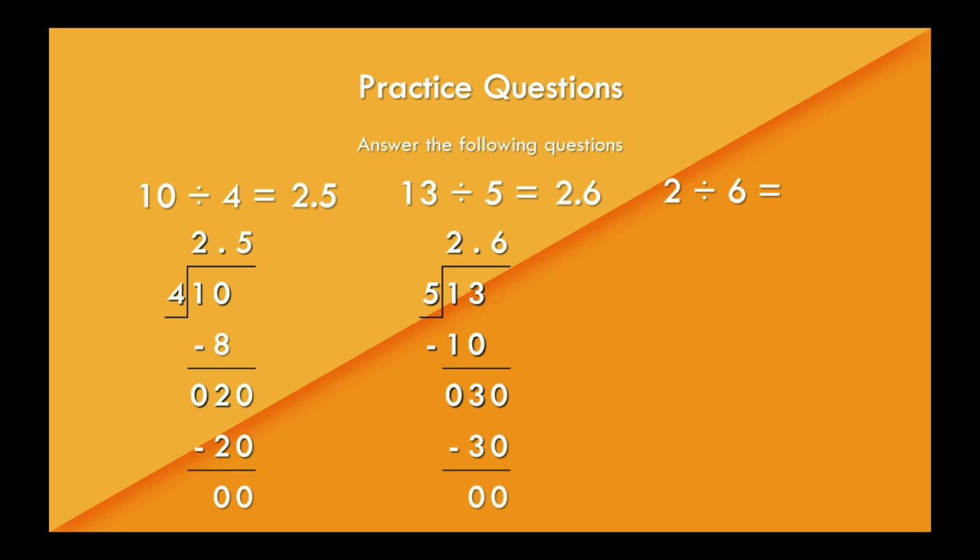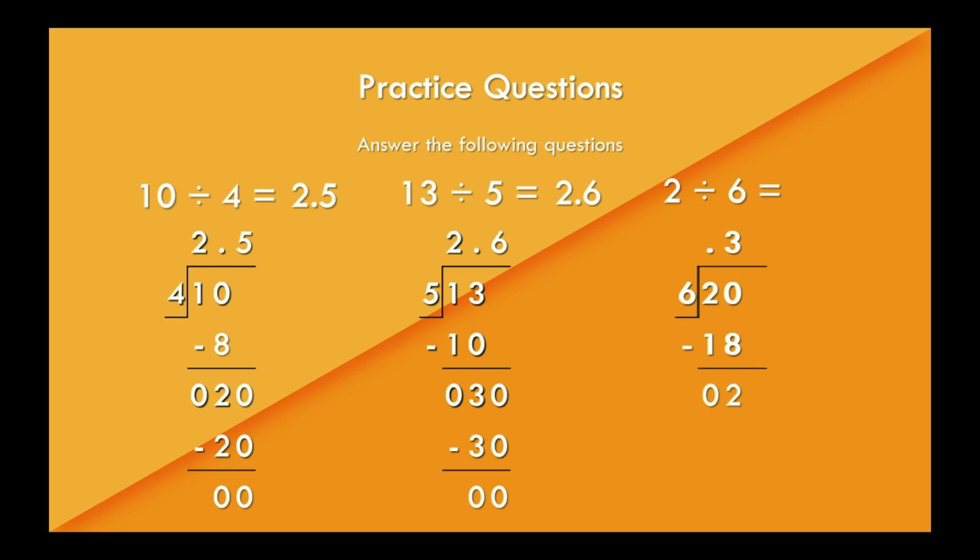So, we set it up as normal. We see that 2 is smaller than 6, so we immediately start with a decimal point above to make the 2 into a 20. Now, the closest to 20 in the table of 6 is 18, which is 6 times 3. So I write 3 next to the decimal point above and 18 below. Subtracting it gives us a remainder of 2.